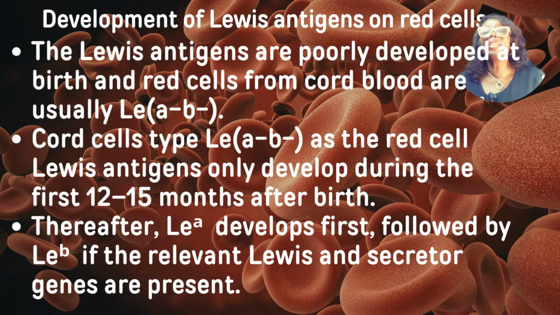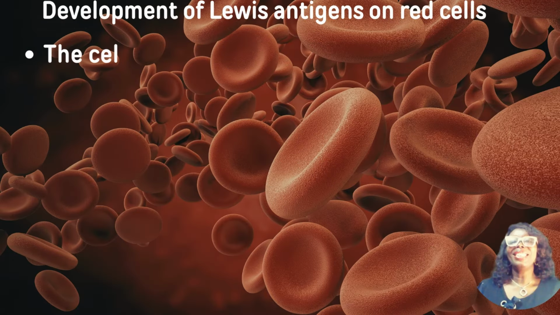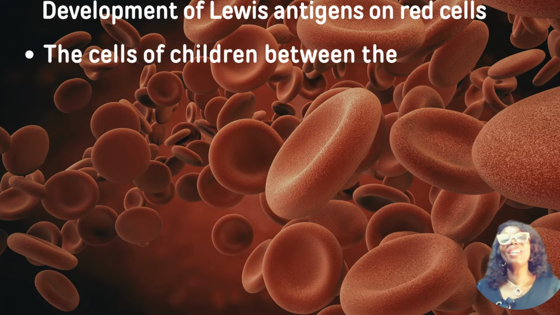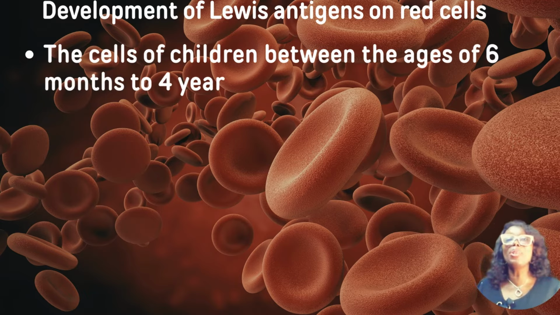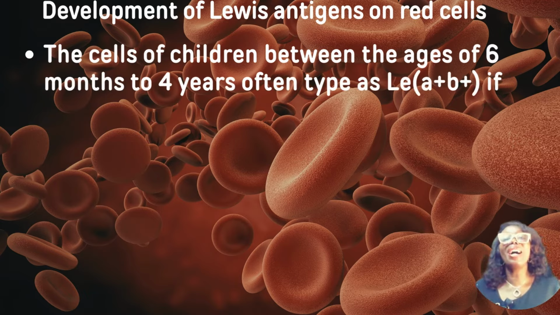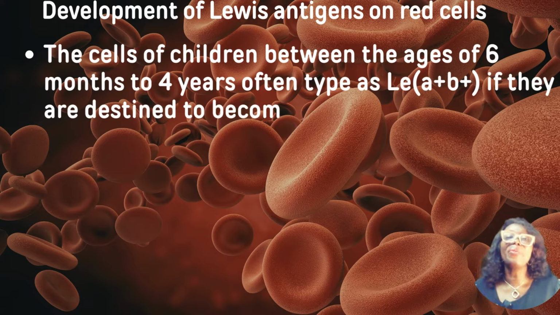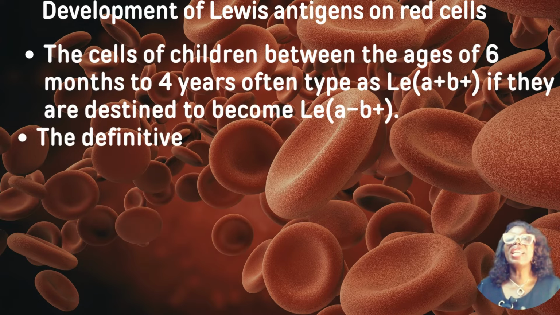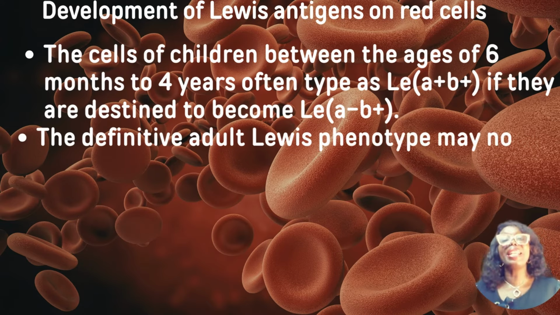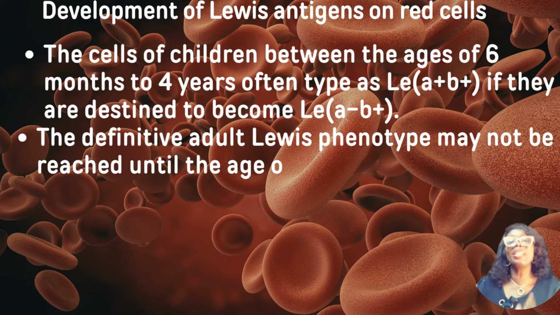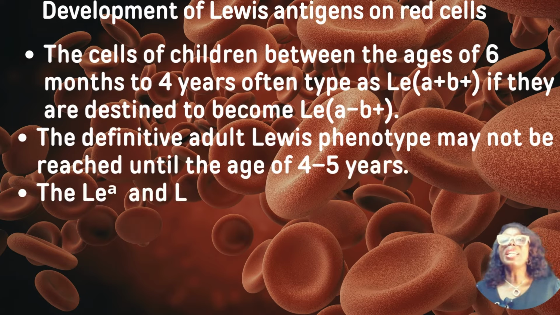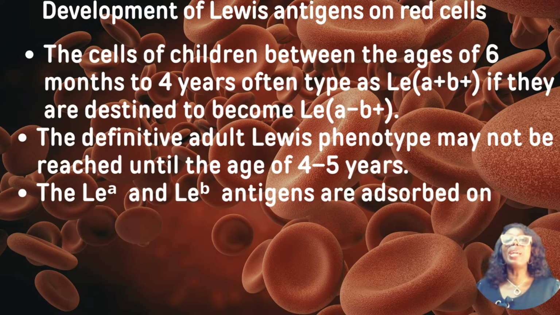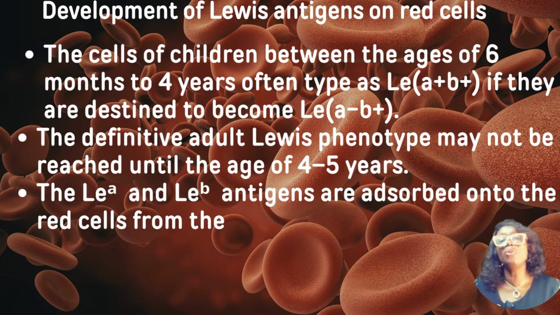Therefore, Lewis A antigen develops first, followed by Lewis B antigen if the relevant Lewis or secretor genes are present. The interesting thing here is that the cells of children between the ages of 6 months to 4 years are often typed as Lewis A positive and Lewis B positive if they are destined to become Lewis A negative and Lewis B positive individuals later in life. The definitive adult Lewis phenotype may not be reached until the age of 4 to 5 years.